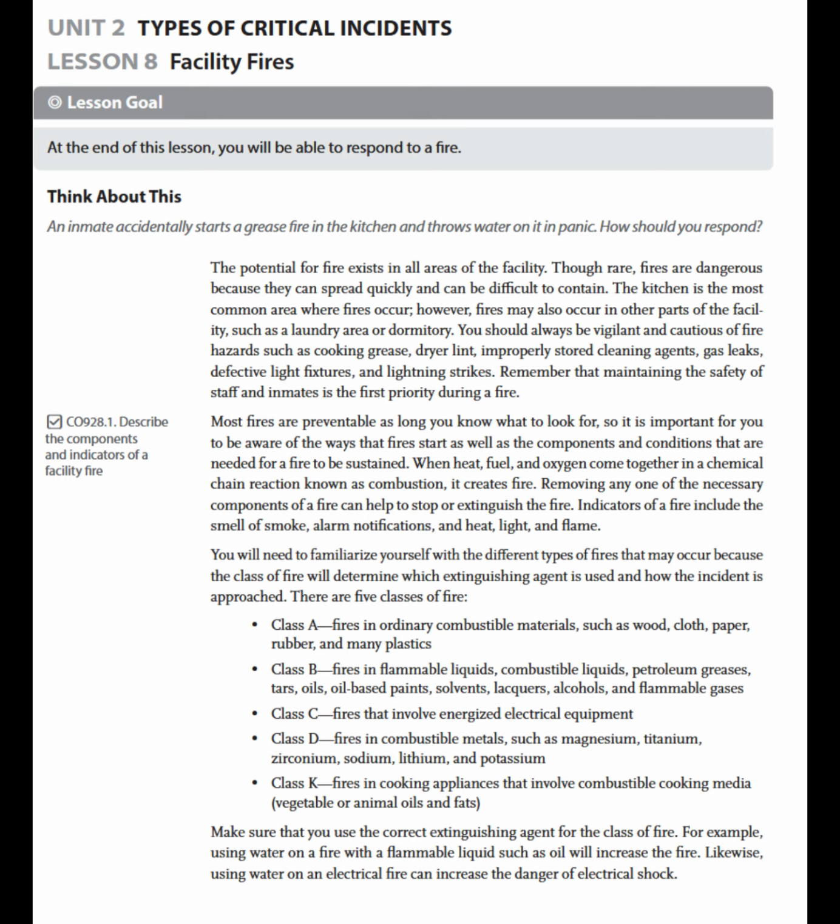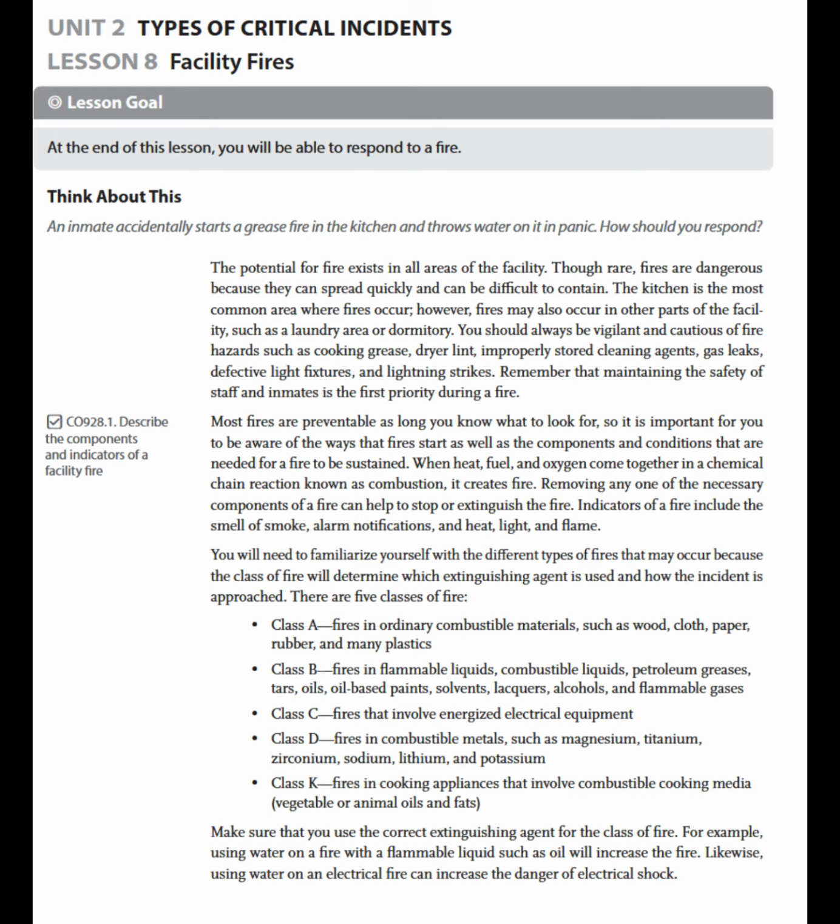Think about this. An inmate accidentally starts a grease fire in the kitchen and throws water on it in panic. How should you respond? The potential for fire exists in all areas of the facility. Though rare, fires are dangerous because they can spread quickly and can be difficult to contain. The kitchen is the most common area where fires occur.